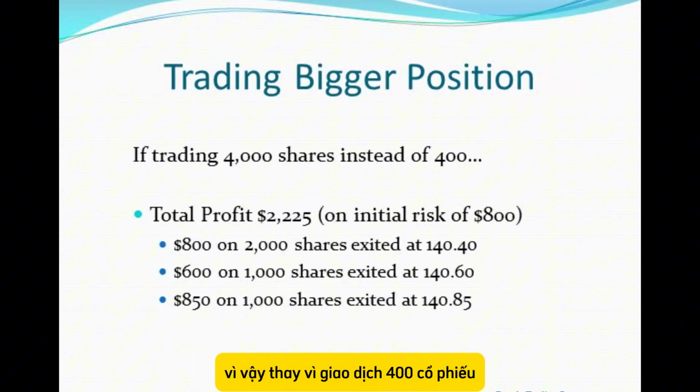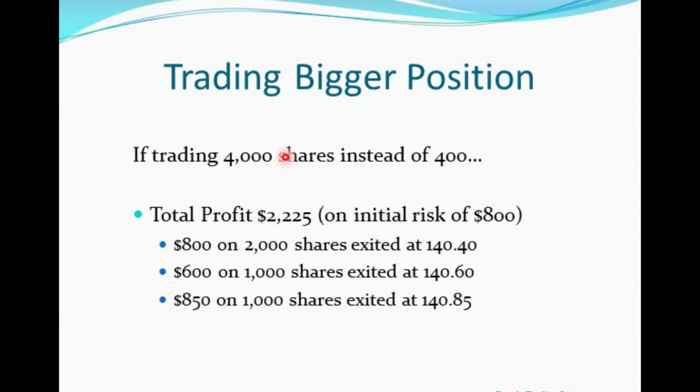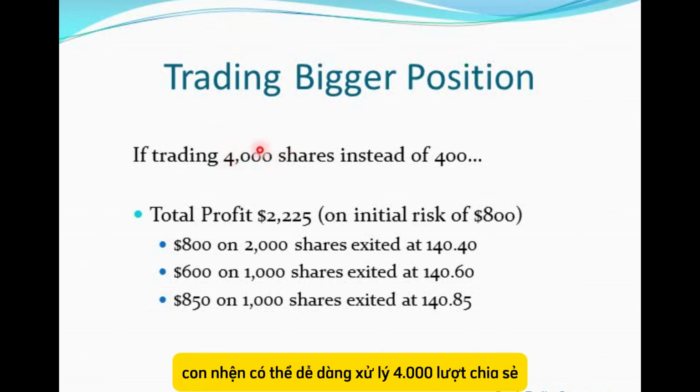So instead of trading 400 shares, you traded 4,000 shares. The spider can easily handle 4,000 shares.